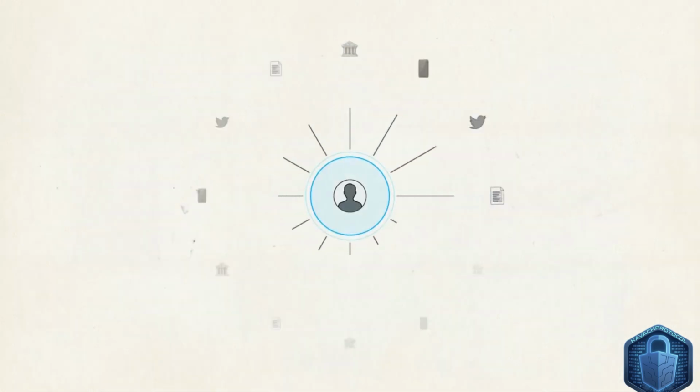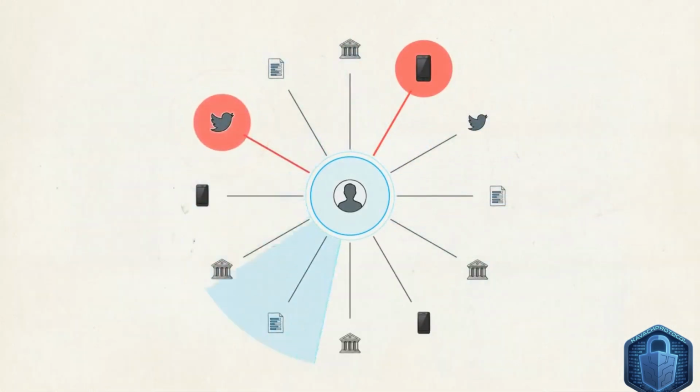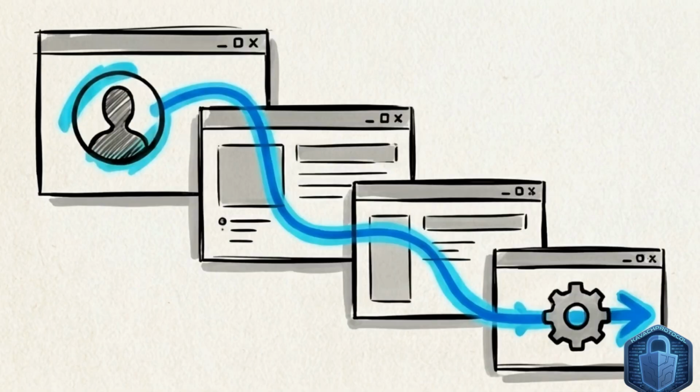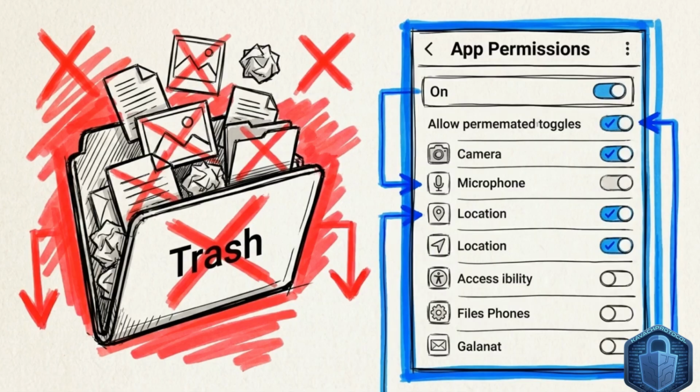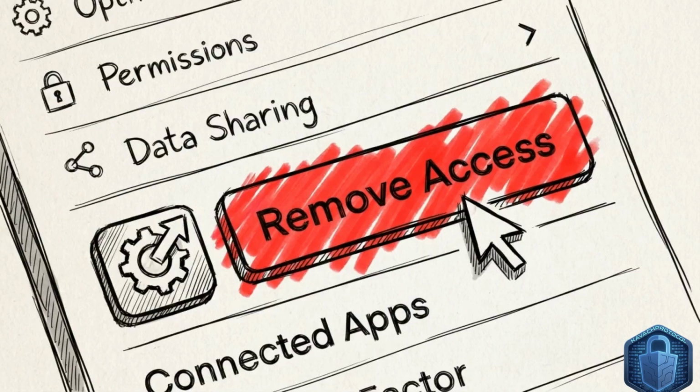Step 4 transitions from your emails to your account permissions. We need to audit the third-party apps that have been granted access to your data over the years. Click your profile icon, then Manage Account. Navigate to the Security tab, scroll to Third-party apps. Select apps you don't use and click Remove Access. Maintaining security requires more than just deleting data. You must also stop external services from having a persistent connection to your inbox.